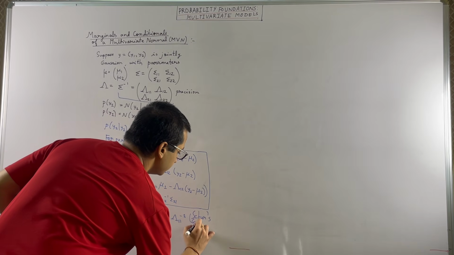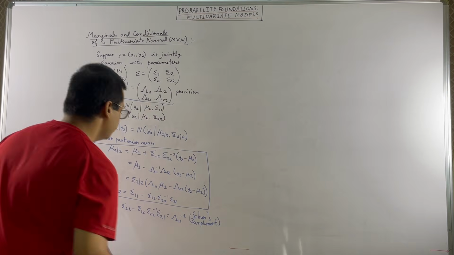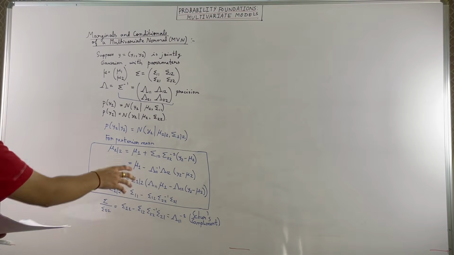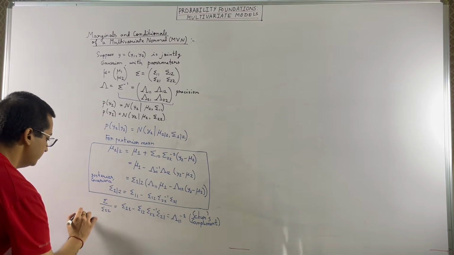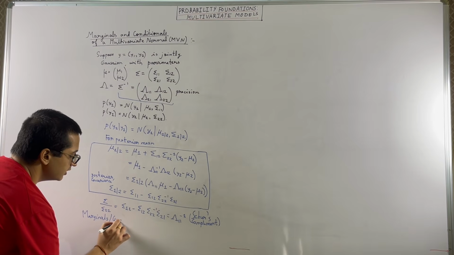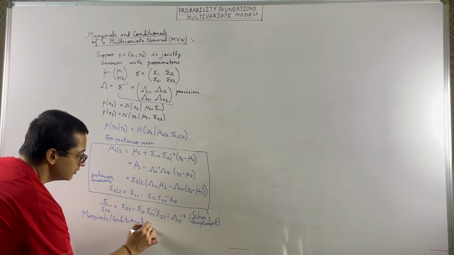Schur's complement, okay. So far so good. So what we see is that the marginals and the conditionals are also Gaussian, all right. If the joint is Gaussian, marginals and conditionals are also Gaussian.